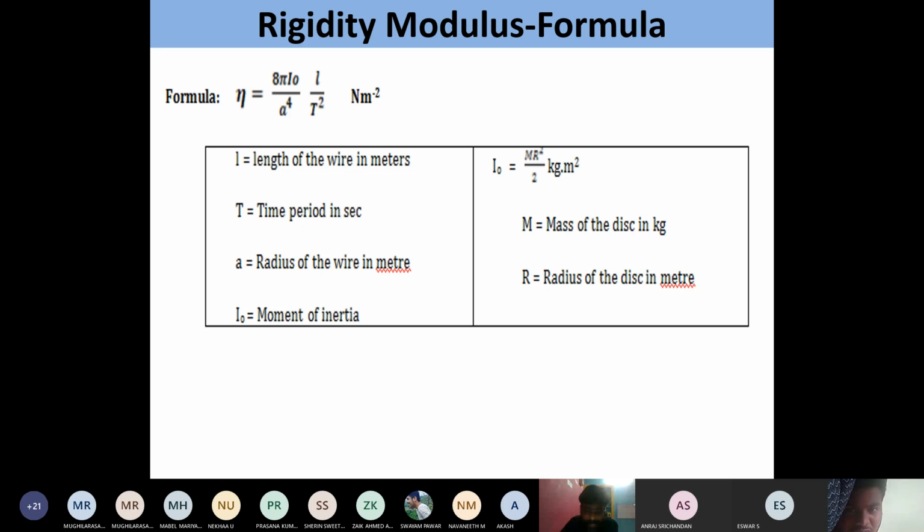Now we are not going to start the experiment. I want to explain some of the basics first. In the next class, we are going to see what is meant by the rigidity modulus by using the torsion pendulum. Now I wish to share some videos relevant to this concept. Let's see. After that, if you have a doubt, we can clarify it.